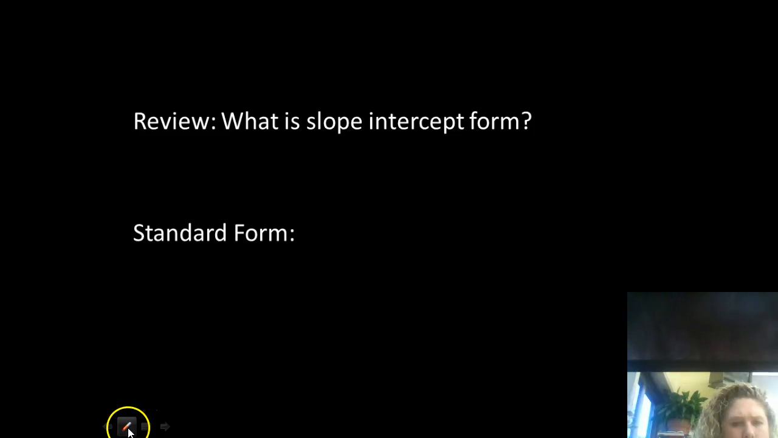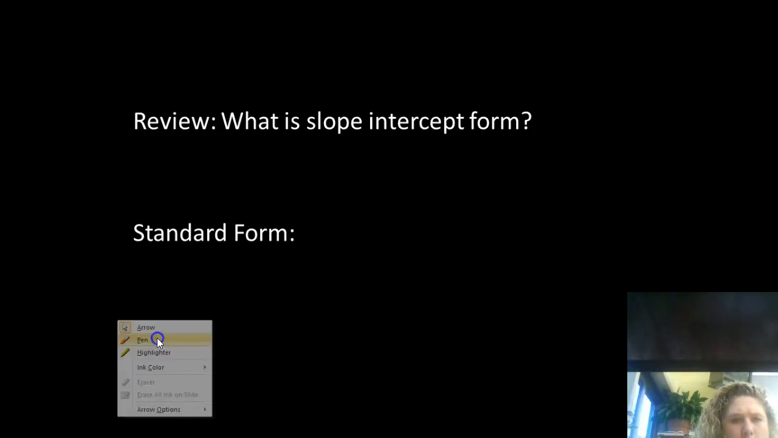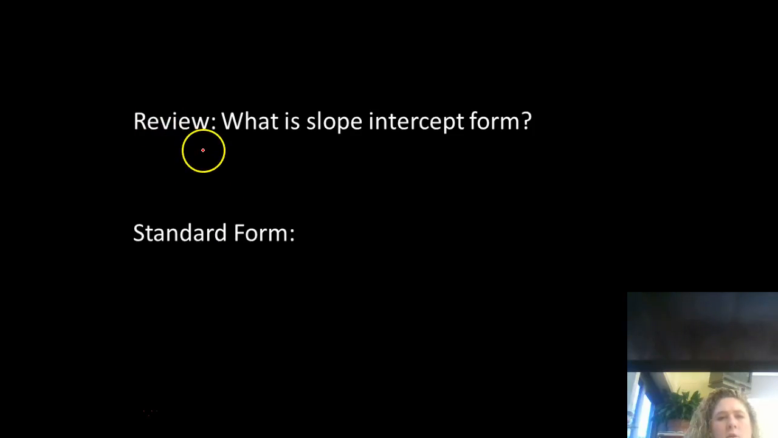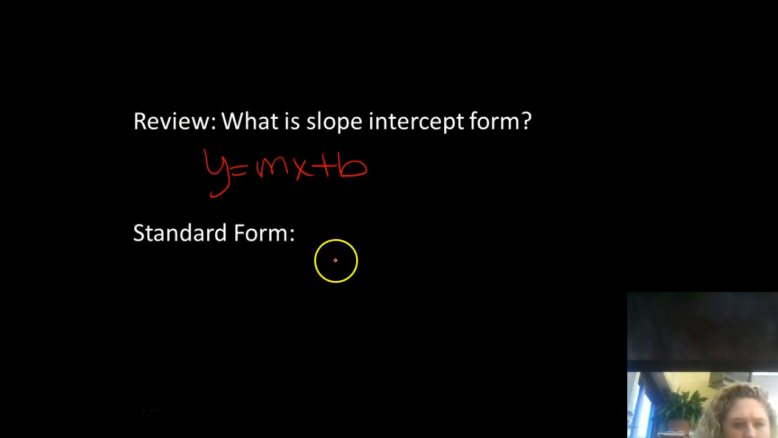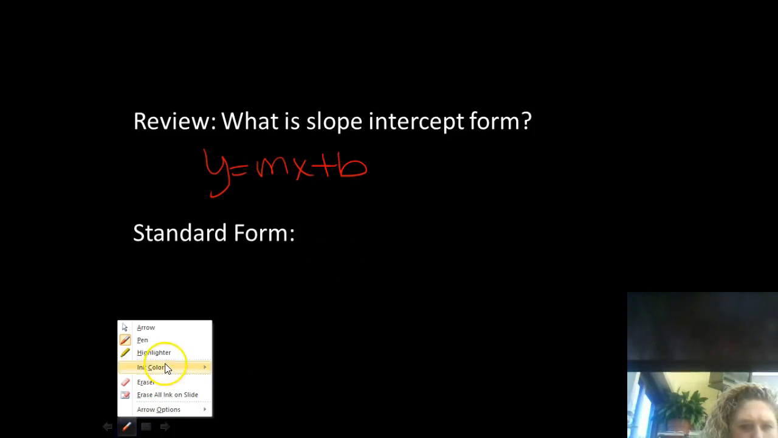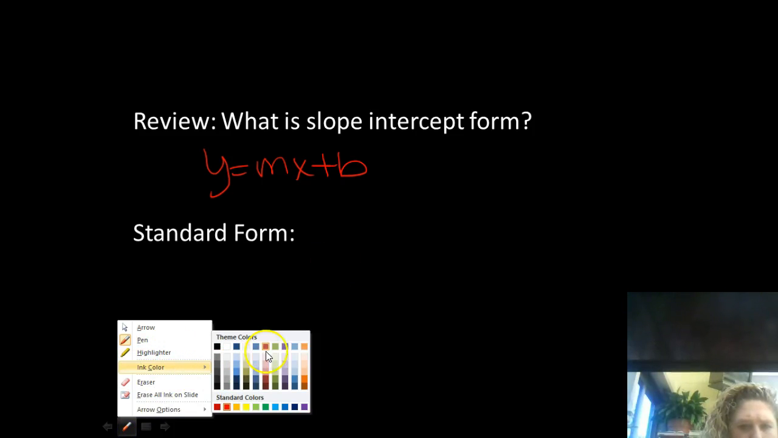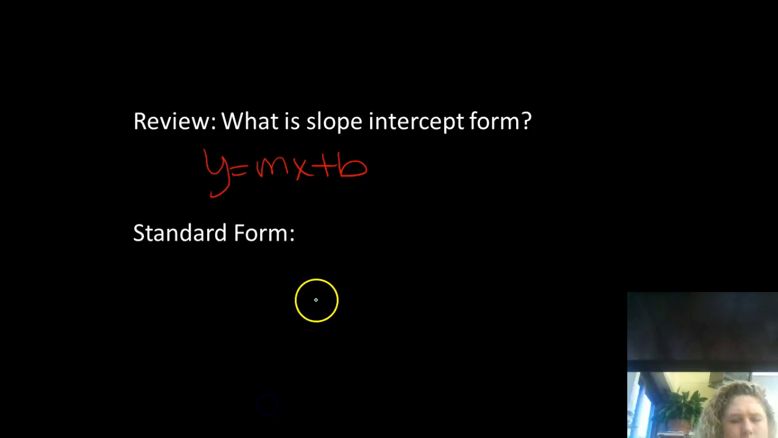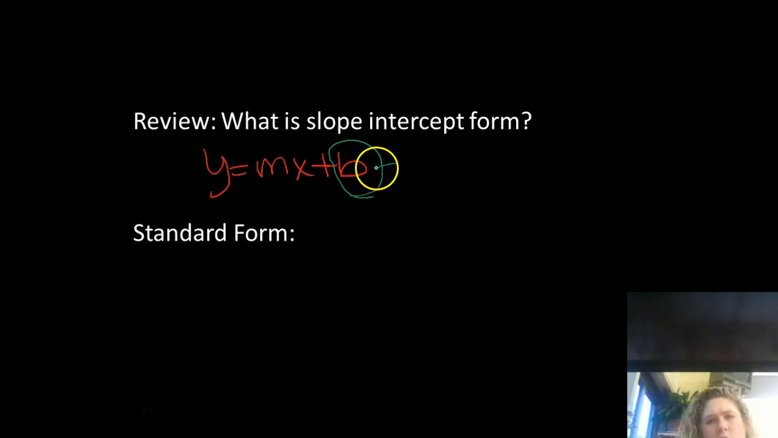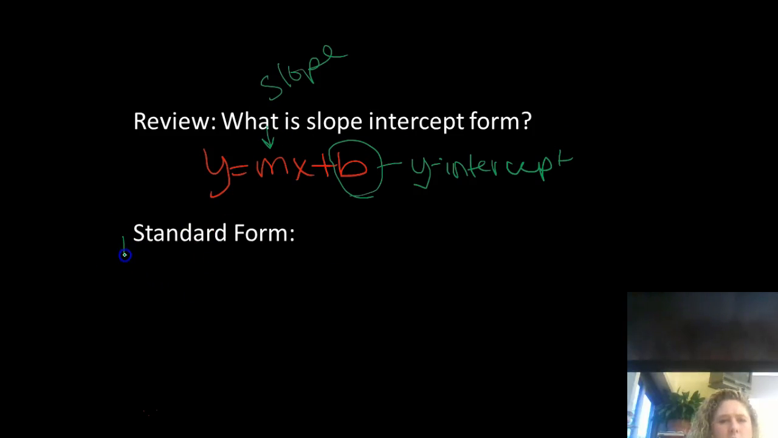So first question, when you hear slope-intercept form, you should think immediately y equals mx plus b. Now, your b here is going to equal your y-intercept, and m should be your slope. Okay, so today we're not going to continue to work on that.